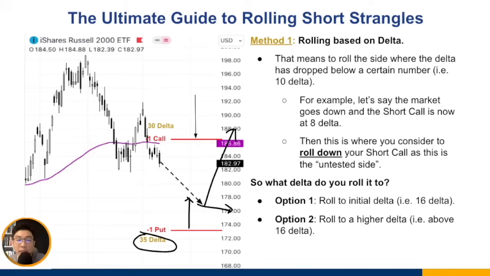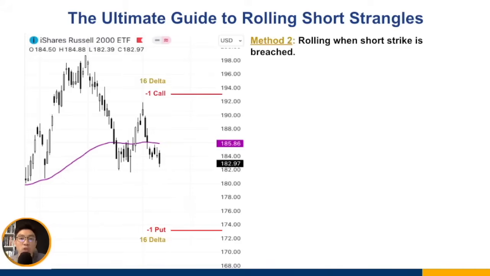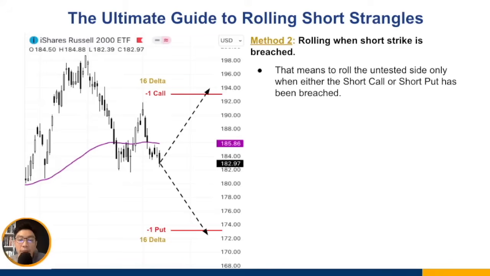Okay, so keep in mind again, the more active, the more aggressive you are, the more you can end up over managing your disposition. Now, the next method is to roll when the short strike is breached. So what that means is to roll the untested side only when either the short call or short put has been breached, right? So if the short call has been breached down here, then you'll be rolling the put side. On the other hand, if the short put has been breached, then you'll be rolling your short call down as well. So the short call on this hand would be considered the untested side.